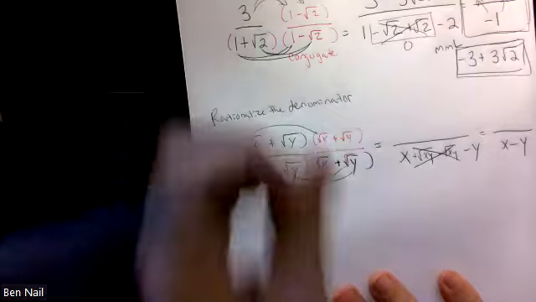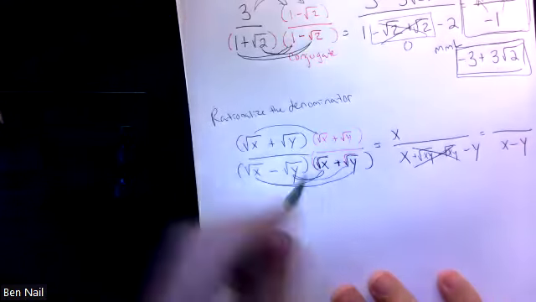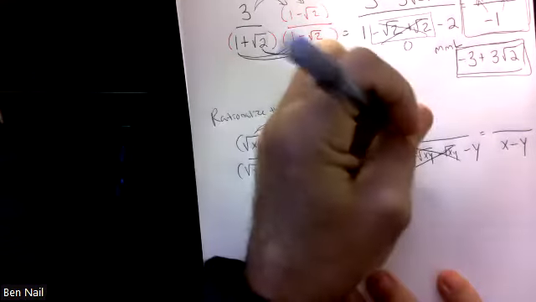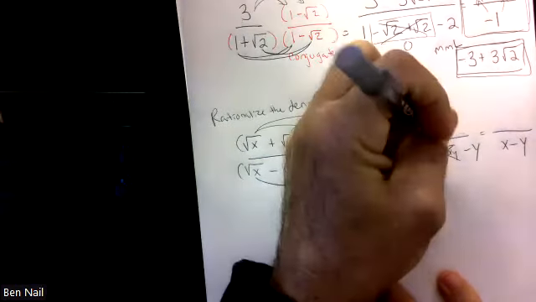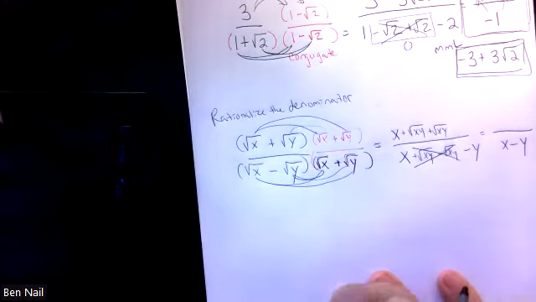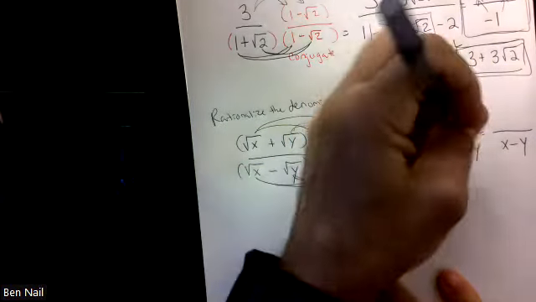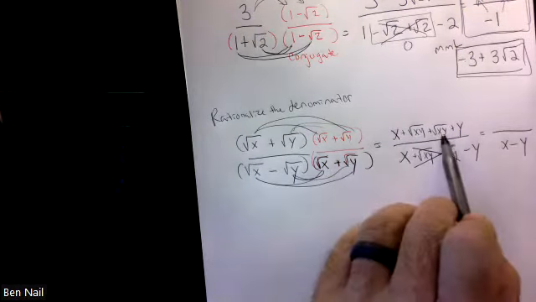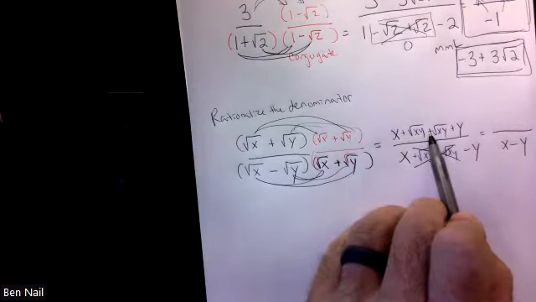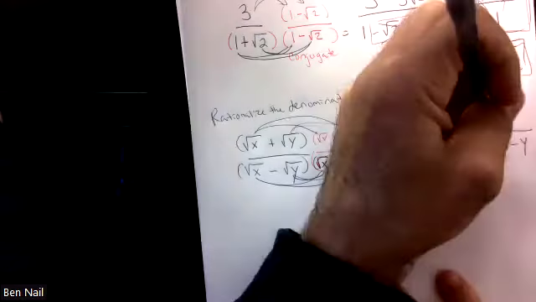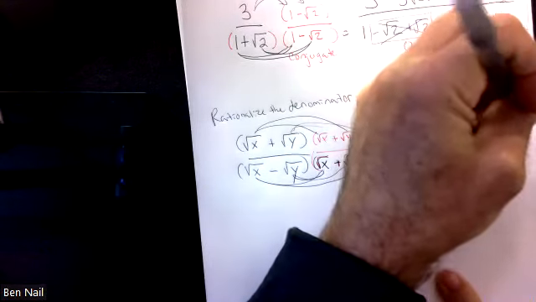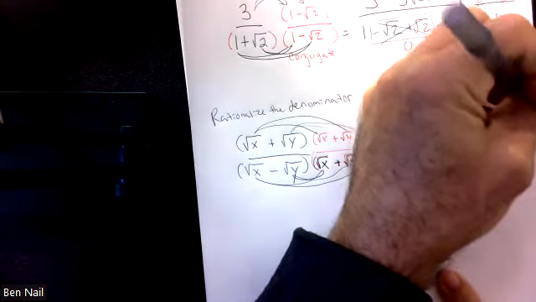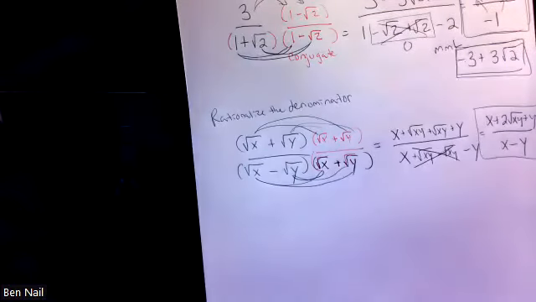Multiplying the top, distribute, square root of x times square root of x is x. Square root of x times square root of y is the root of xy. Root of y times x is also the root of xy. Root of y times root of y is just y. Now, these two middle terms don't cancel each other out because they're both positive, but we can combine that into 2 square roots of xy.